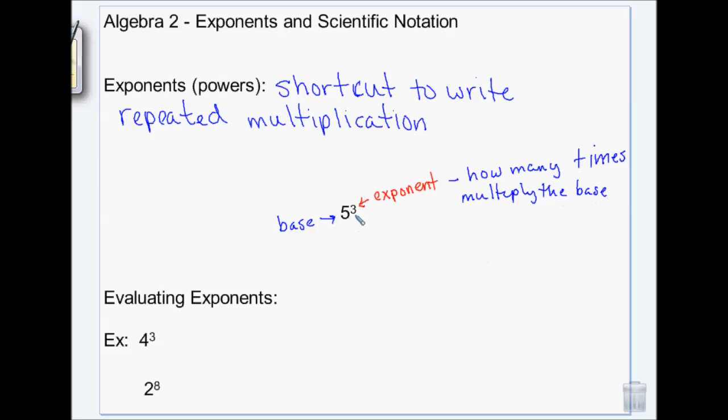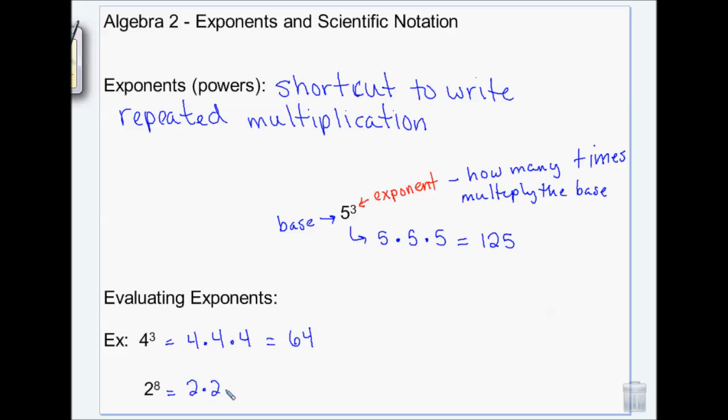Okay, this is not 5 times 3. Okay, this is 5 times 5 3 times. So 5 times 5 times 5, so it's 125. Okay, so 4 to the third is 4 times 4 times 4. So that's 16 times 4, so that's 64.